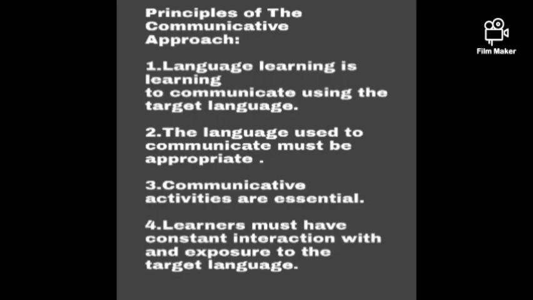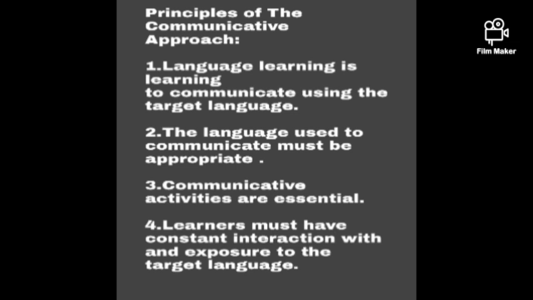The principles of the communicative approach are as follows. The first, language learning is learning to communicate using the target language. The second, the language used to communicate must be appropriate to the situation, the roles of the speakers, the setting, and the register. The learner needs to differentiate between a formal and an informal style.